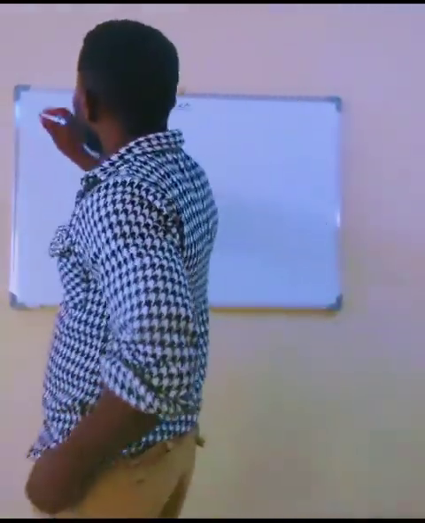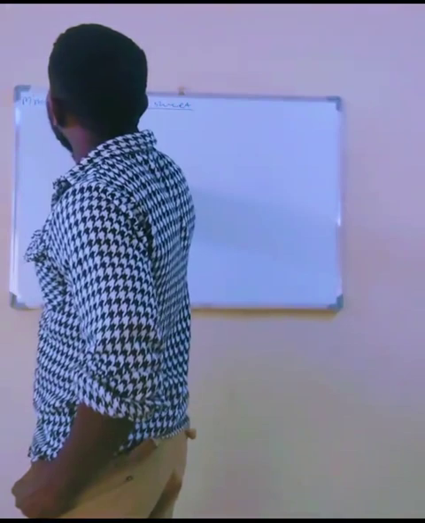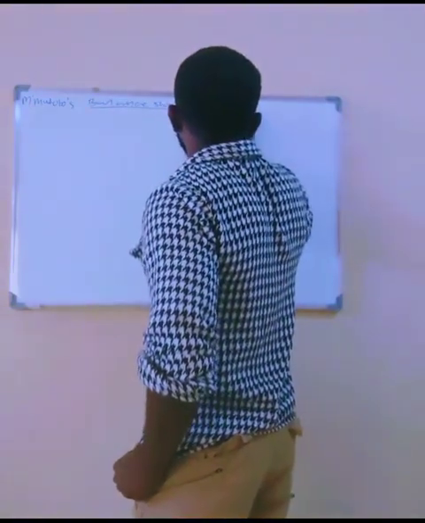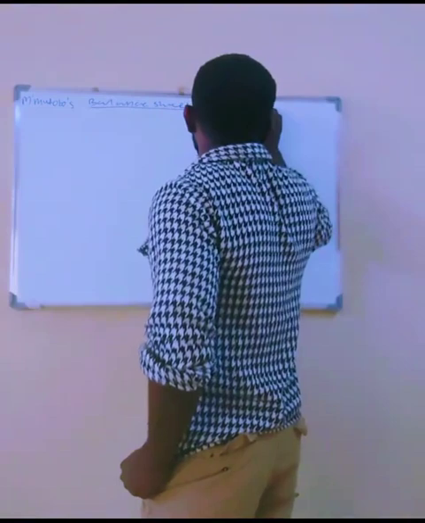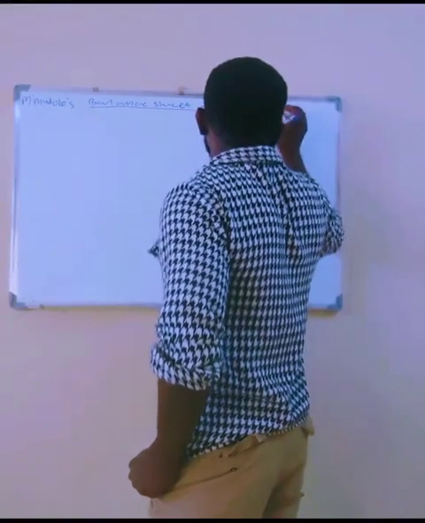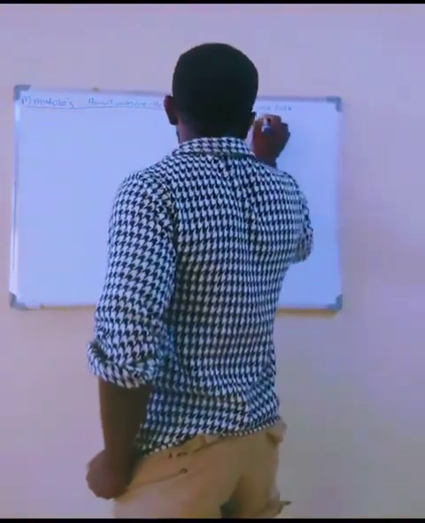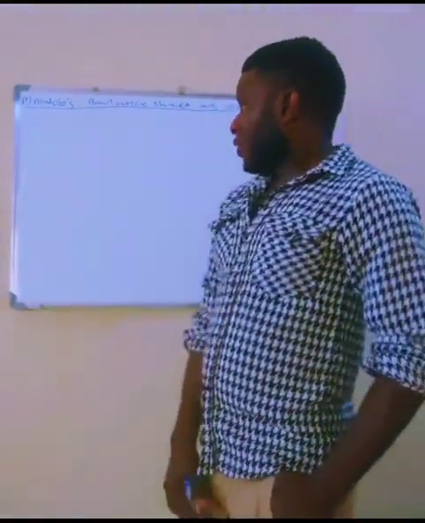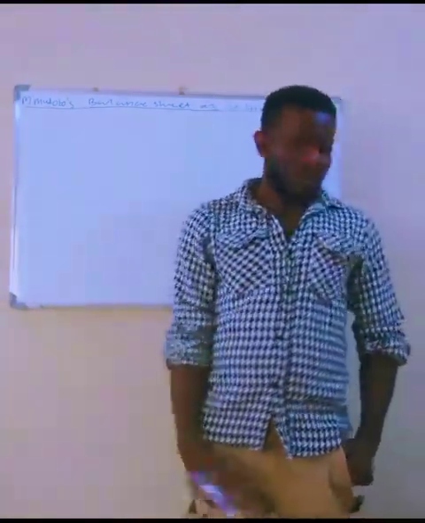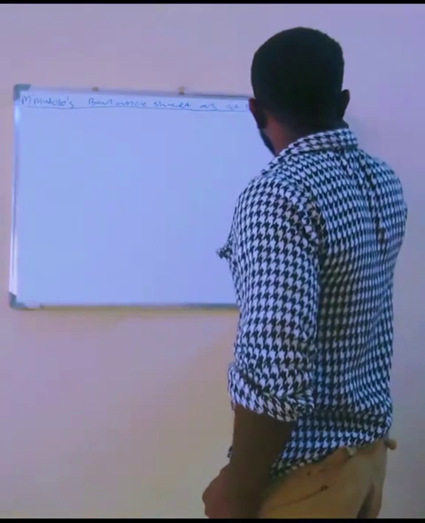So we say Mutobo's balance sheet as at 14 November 2014. You underline it properly. So now, I'm going to write the balance sheet.